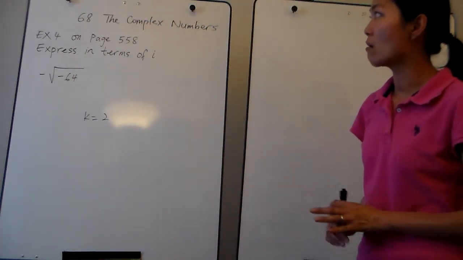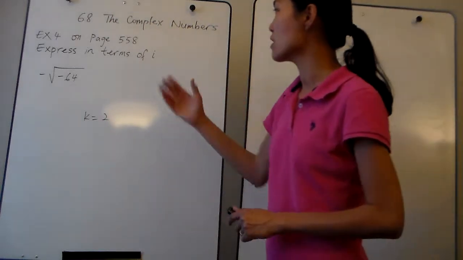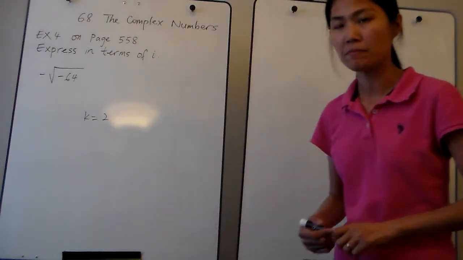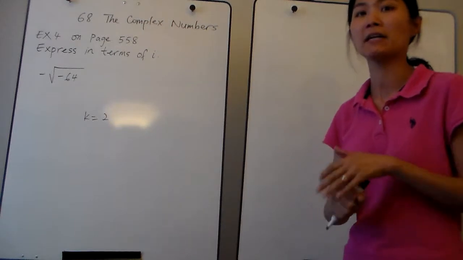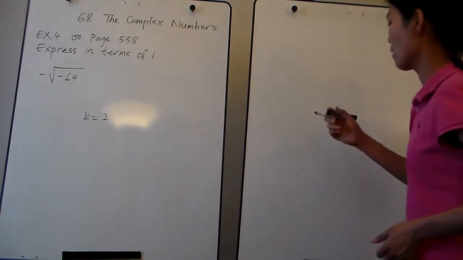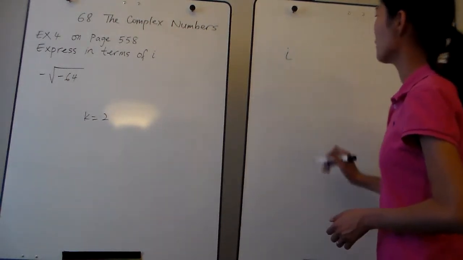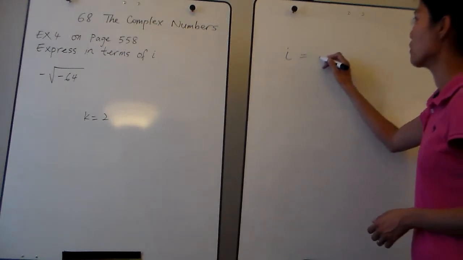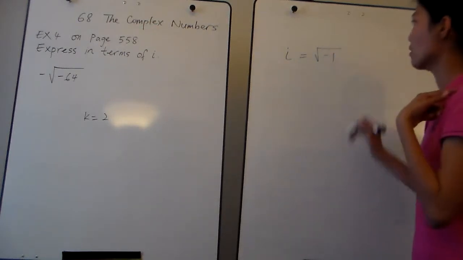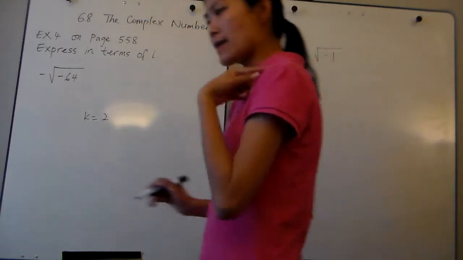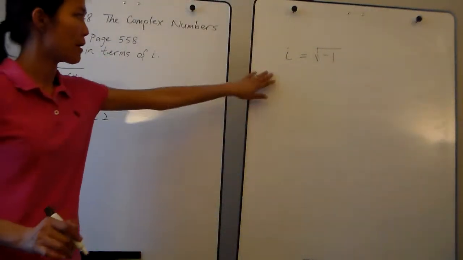But now, in this section 6.8, we talk about the complex numbers. We're going to expand the number system. So we define i equal to square root of negative 1, okay? And i is called the complex number i.